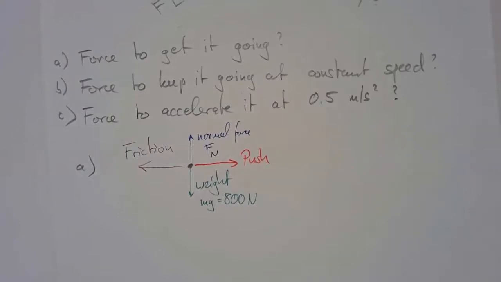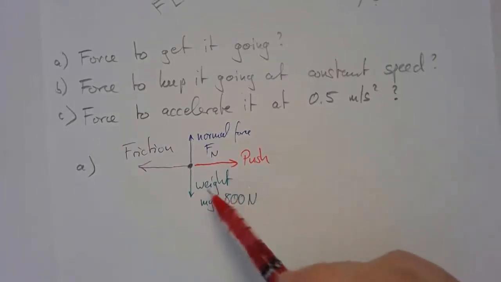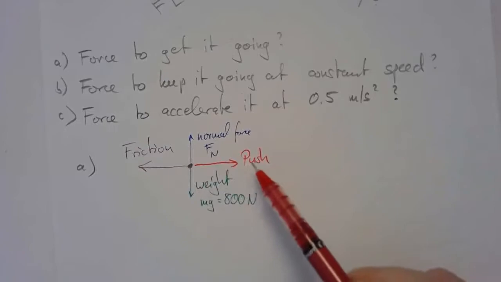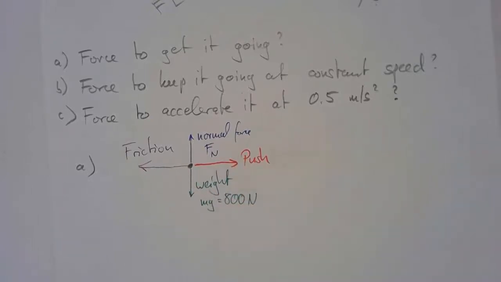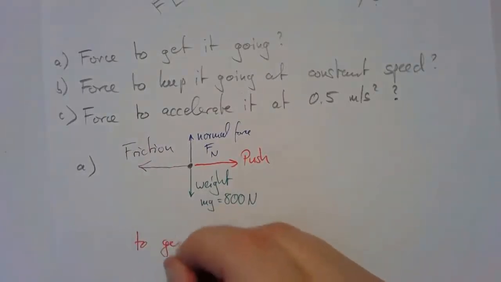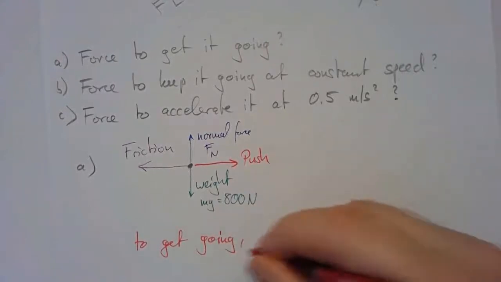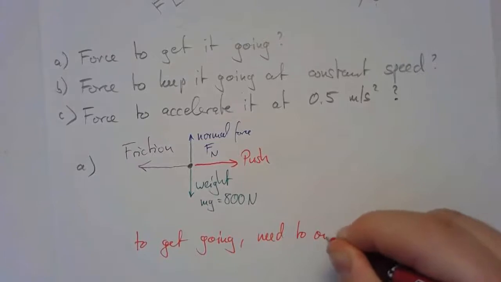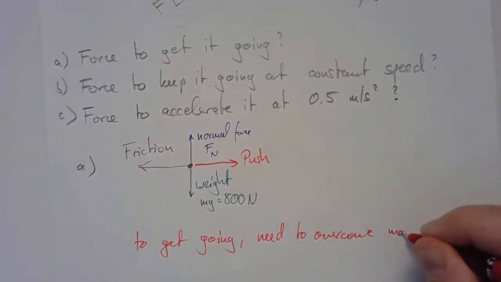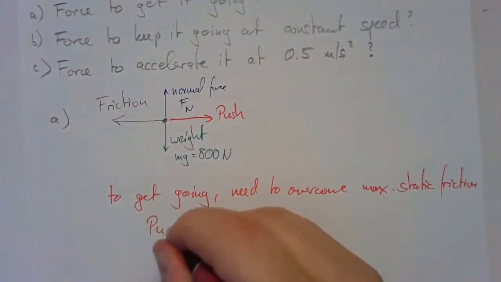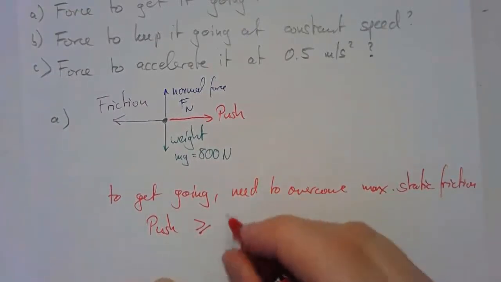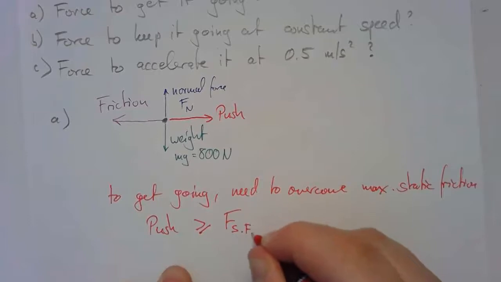Now, you could imagine I start out pushing with 1 newton. Well, the box is not going to give. The friction is 1 newton, cancelling it out. If I push with 2 newtons, the friction goes up to 2 newtons. It adapts, right? So to get it going, I have to overcome the maximum. Let's write this down. To get going, we need to overcome the maximum, the breaking point, the maximum static friction. So we need that our push has to be greater or equal to the force of static friction, the maximum.